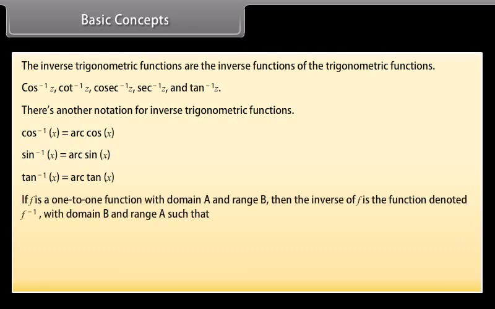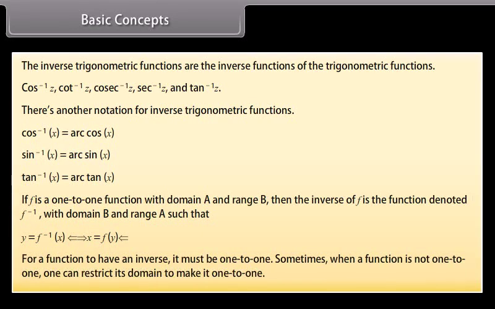Recall that if f is a one-to-one function with domain A and range B, then the inverse of f is the function denoted f inverse with domain B and range A, such that y is equal to f inverse of x if and only if x is equal to f of y. For a function to have an inverse, it must be one-to-one. Sometimes, when a function is not one-to-one, one can restrict its domain to make it one-to-one.